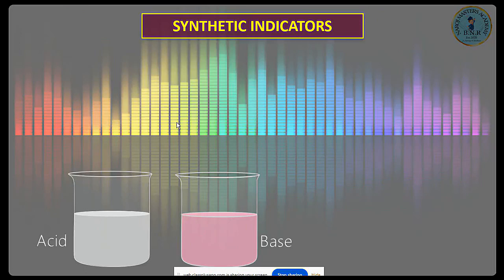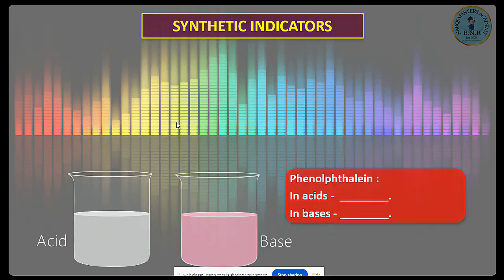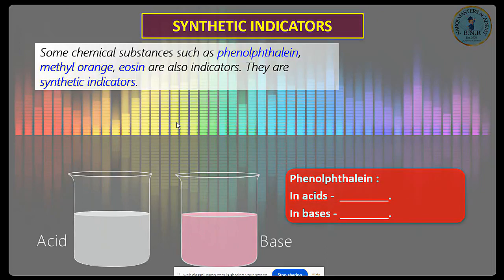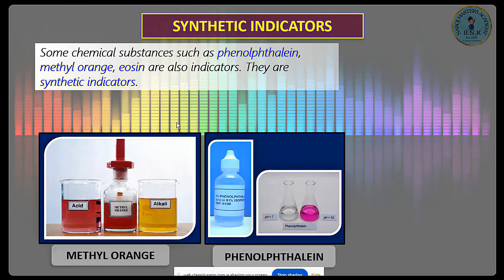So by adding phenolphthalein indicator, if there is no change in color, that is acidic in nature. If there is a change in color, that is basic. What is the change in color? The color is from colorless to pink. So phenolphthalein in acid, no change in color. In base, changes to pink. Is it right? Some chemical substances such as phenolphthalein and methyl orange are also indicators. They are synthetic indicators. Other than phenolphthalein and methyl orange, we have one more synthetic indicator, that is eosin. Eosin is also an indicator.